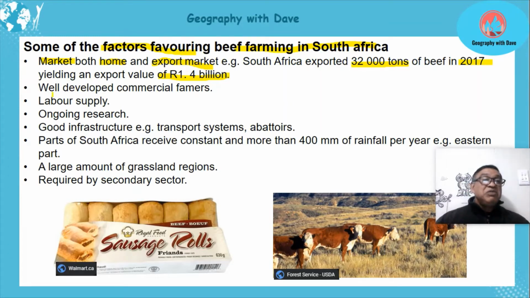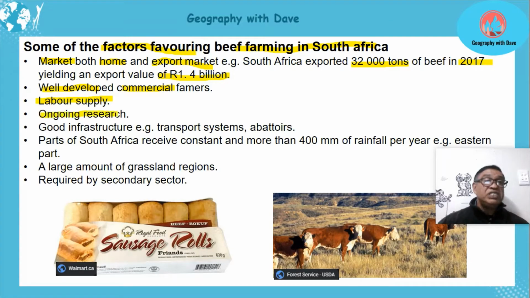A good thing here is that we have well developed commercial farmers. These guys are highly developed with machinery, technology. You understand all these things that they are involved in, like milking of the cows, etc. All this is happening with these highly developed farmers, so they can have high production from their farms. We have labor supply, which is in abundance in our country. We have a high unemployment rate, so we have lots of labor supply.